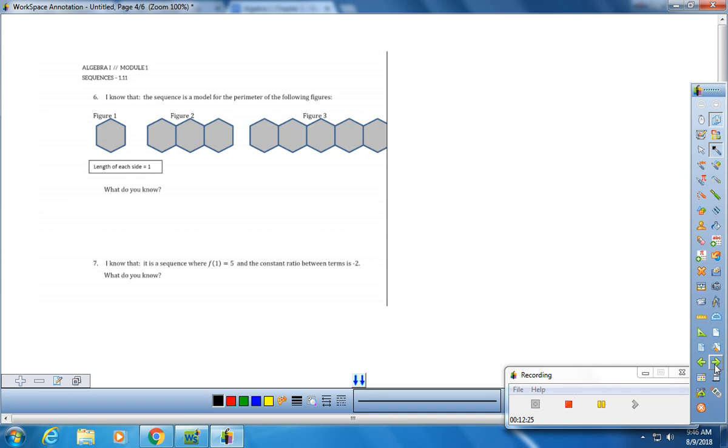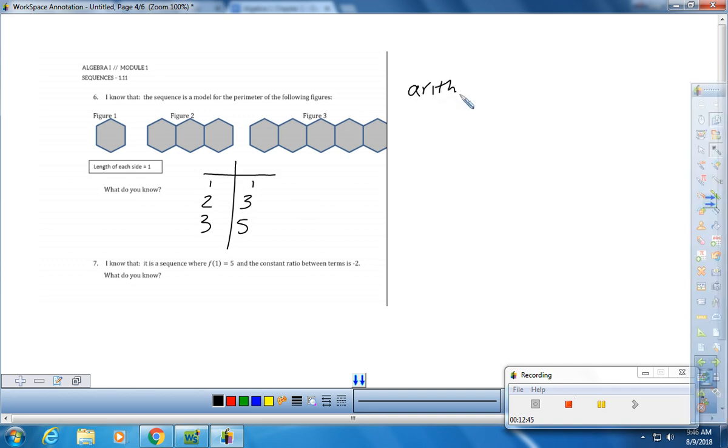So it goes from 1, the first term is 1, the second term is 3, the third term is 5. This is arithmetic. Slope is 2. I put in a 0, I get a negative 1. Y-intercept is negative 1. Y equals 2x minus 1.